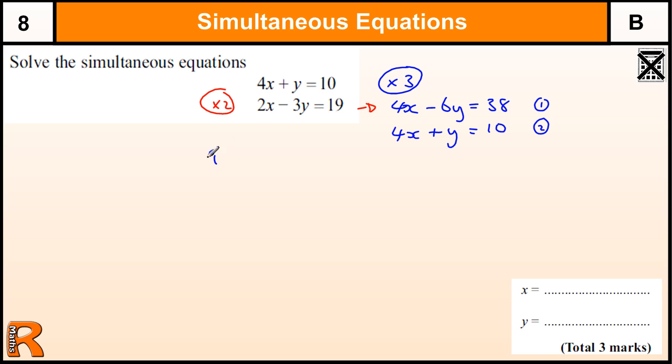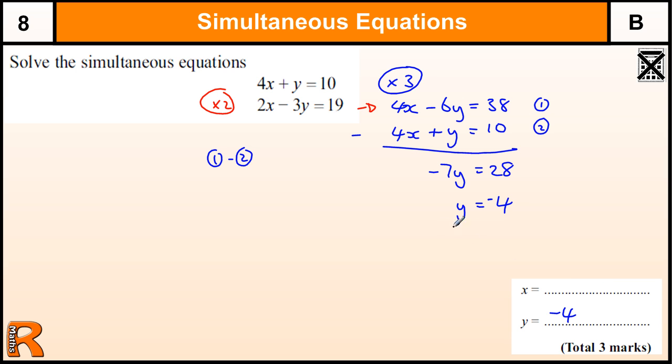We're going to do equation 1 minus equation 2, and that's going to give us nothing, because 4x take away 4x is nothing, but minus 6y take away another y is minus 7y, and 38 take away 10 is 28. Then we're going to divide by this minus 7, so 28 divided by 7 is 4, so divide by minus 7 is minus 4. So that gives us one of our values, and pretty much that's 2 marks getting to that point, either finding the x or the y.